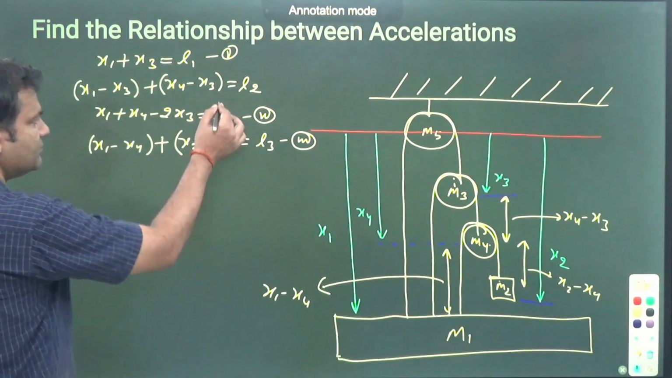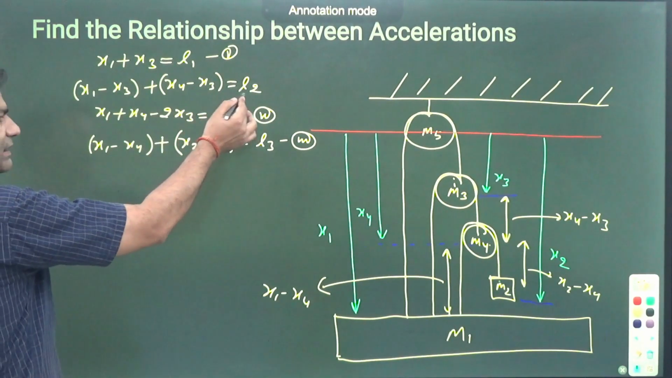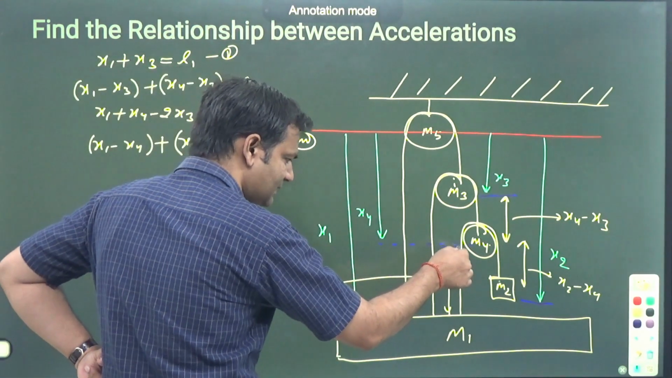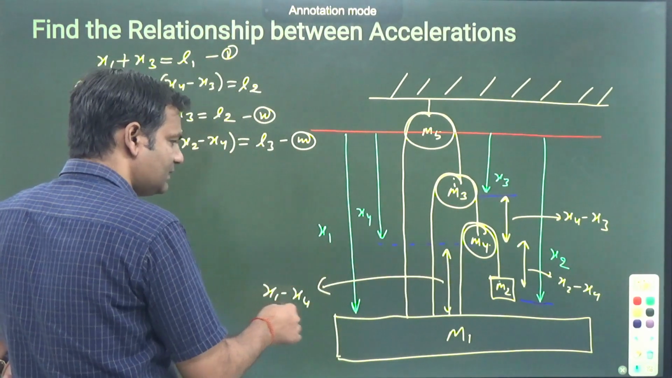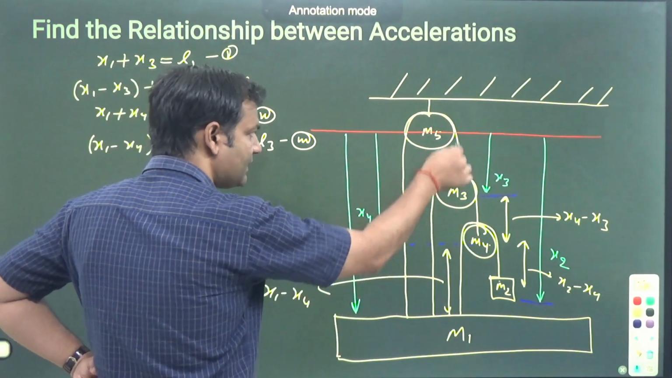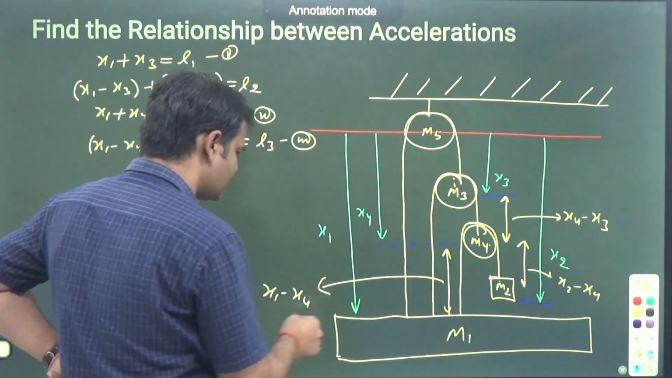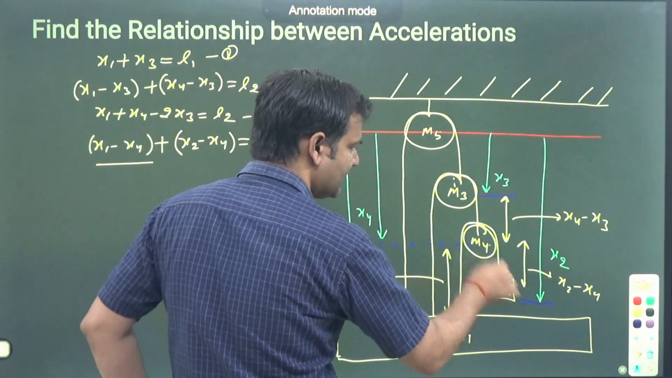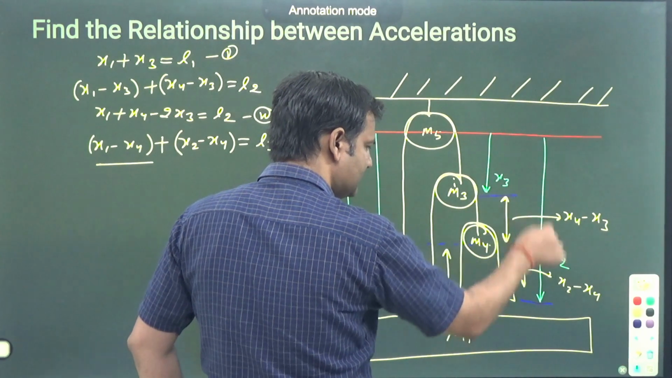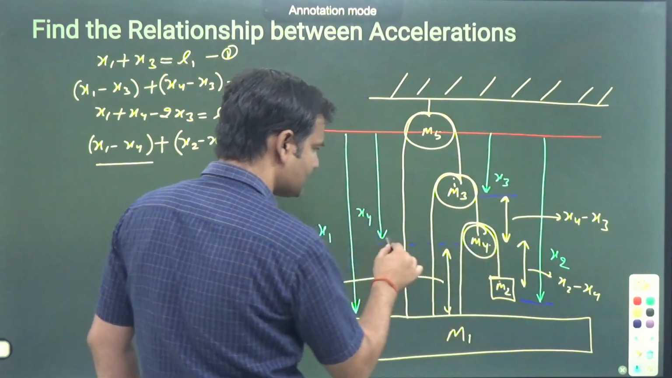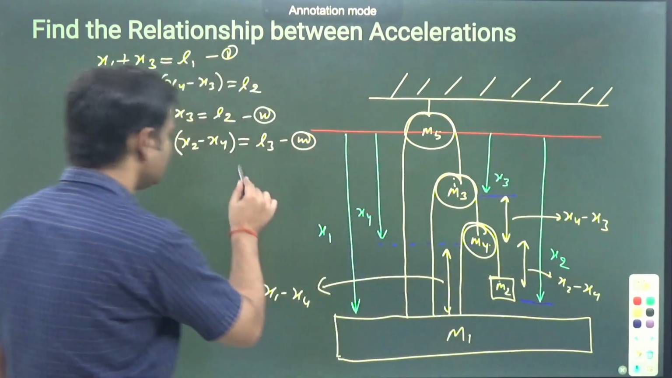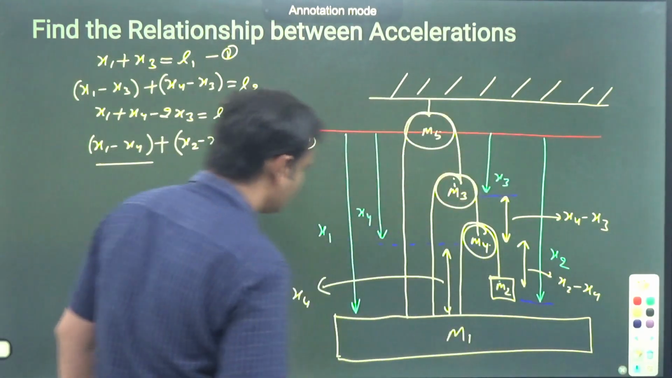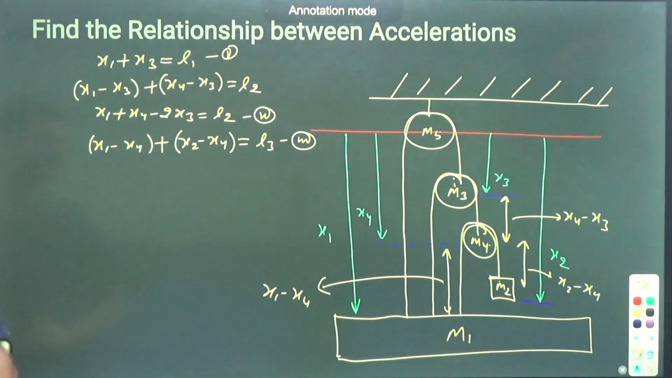So written here, that is equal to L2. Now, next target: what about that length? That length is here x1 and here x4. So, x1 minus x4. After that, what about that length? That is here x2 and here x4. So, x2 minus x4. This will be equal to L3. Clear or not? Clear or not? If any doubt, then write now in the comment. Okay.